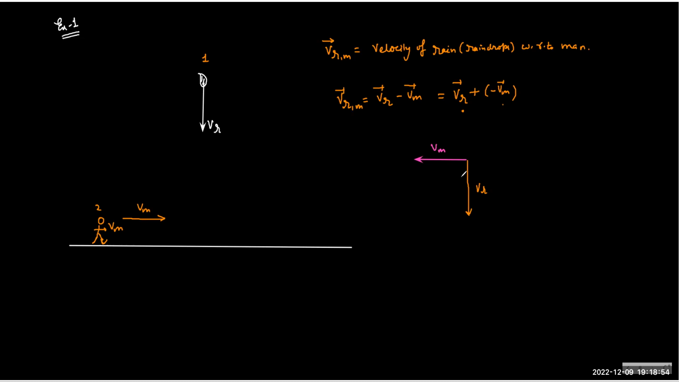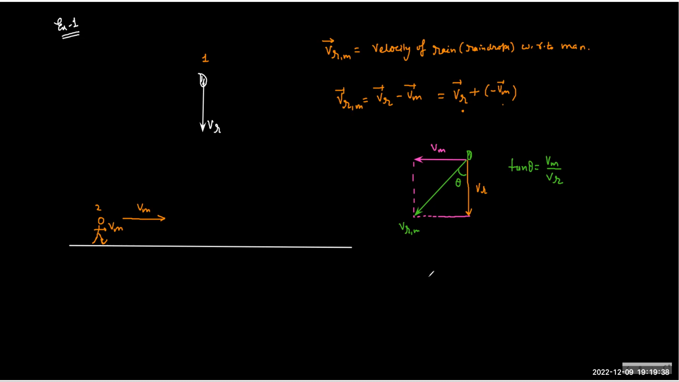Yes, sir. So the resultant of these two vectors will give you what? VRM. So this is the direction of VRM. So the raindrop will appear to be moving this way. And we generally take the angle with the vertical. Let's call it theta. So can we write tan theta equals VM upon VR? Can we say? Yes or no? Yes, sir.